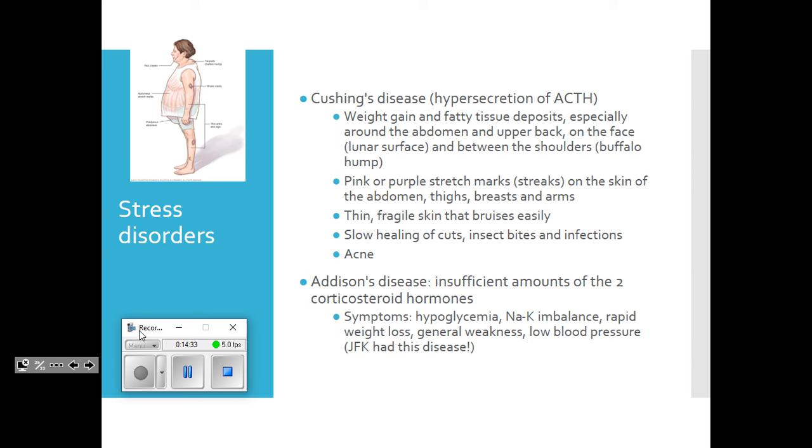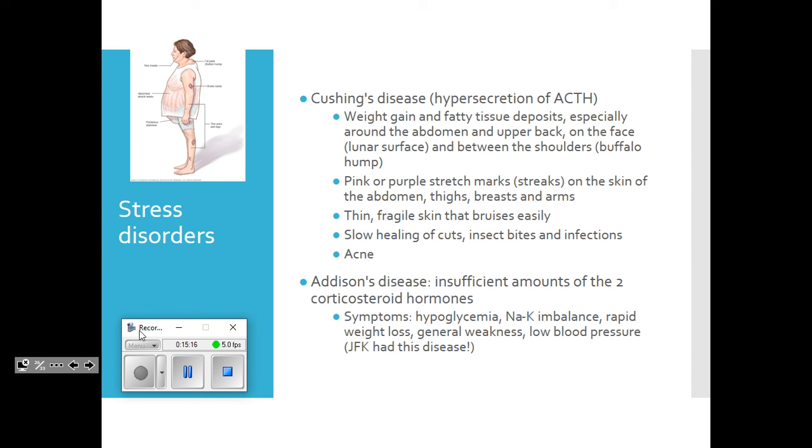It also tends to cause pink or purple stretch marks or streaks. And so you can see there's a few marks on the person's skin there. It tends to cause thin, fragile skin that bruises easily, slow healing of cuts, insect bites and infections, and acne. And if you think about what cortisol is supposed to do, one of its jobs is anti-inflammatory. And so if I have too much cortisol, I'm suppressing the immune system response too much, which could explain this slow healing thing here.